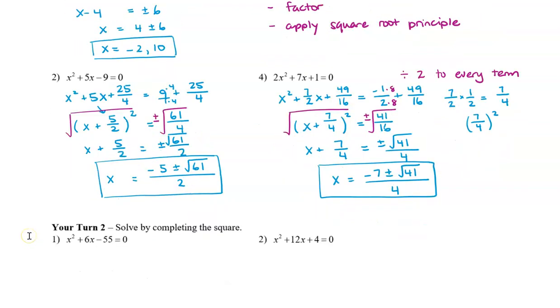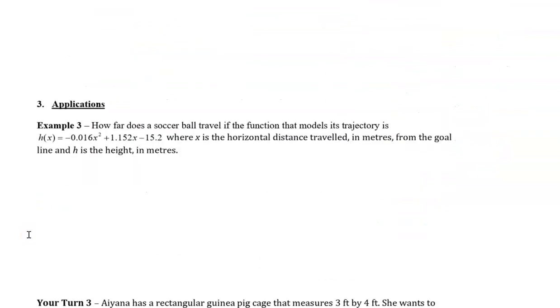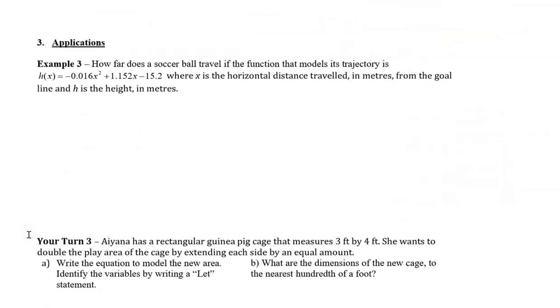All right, next, let's take a look at an application question. So I'm going to scroll down to the bottom here. All right, so the question says, how far does a soccer ball travel if the function that models its trajectory is given by this function, h of x, where x is the horizontal distance traveled in meters from the goal line, and h is the height in meters. All right, so we want to know how far the ball has traveled. So we need to know this horizontal distance, which means that we probably need to know the x values. So we're going to set the height equal to 0.